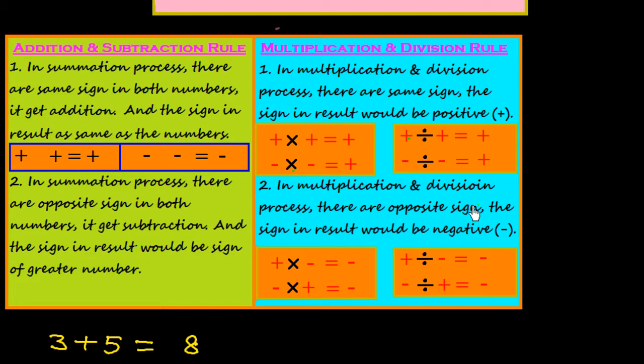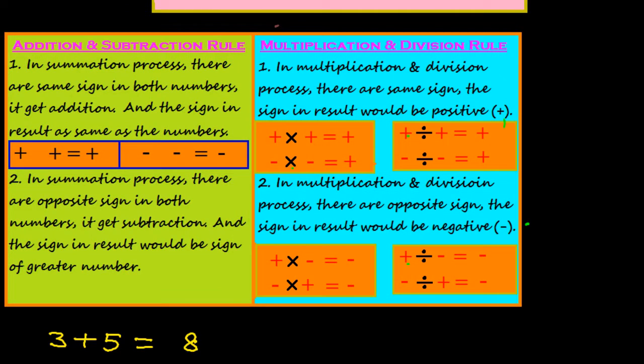In multiplication and division, if there are opposite signs, the sign in the result would be negative. Plus multiplied by minus is always minus, minus multiplied by plus is always minus, and in division also plus divided by minus is minus, and minus divided by plus is minus. Now we see this multiplication and division rule.